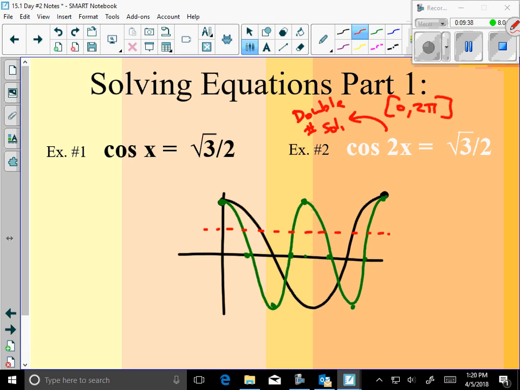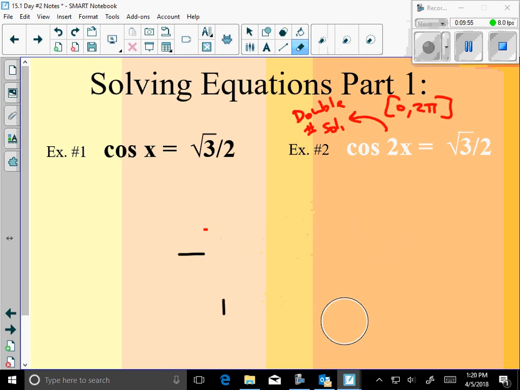It'll double that. What if it were cosine 3x? How many solutions then? 6. What if it were cosine 12x? 24 solutions. So it's squashing it so that there are that many more solutions. It oscillates quicker.